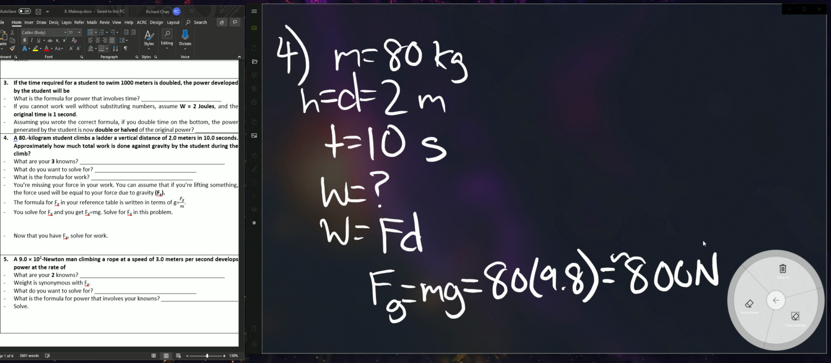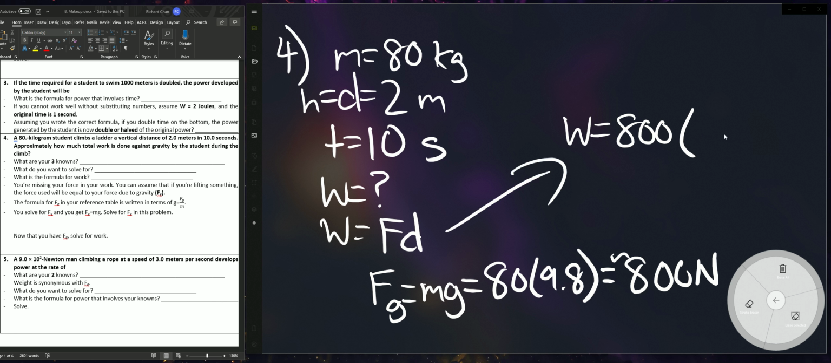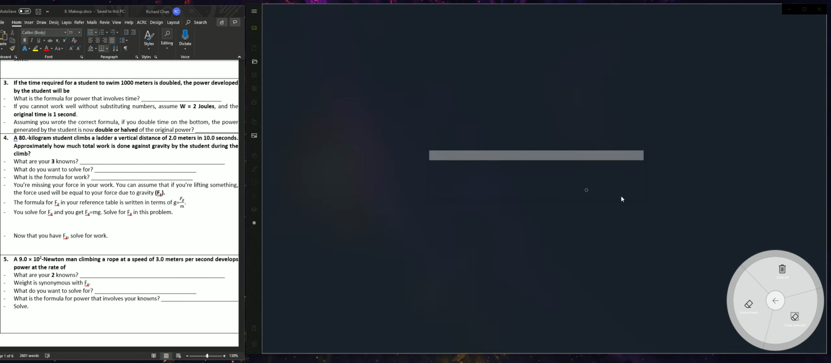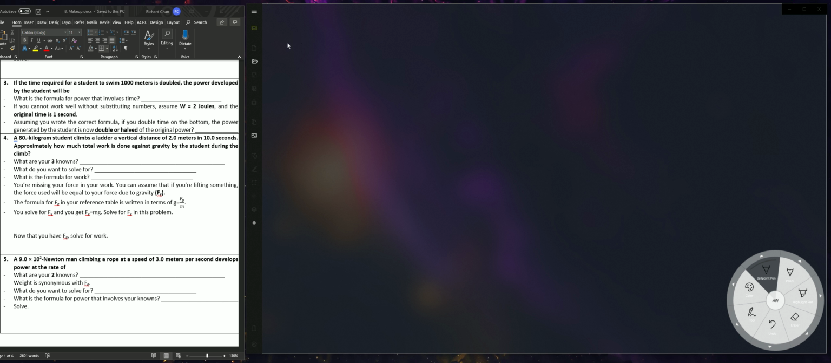All right, now that you have FG, what you want to do is solve for work. Now you have the FG, so W is 800. All I'm doing is substituting F into work. So again, if I were to show all my work right there, D is going to be 2, and I'm going to get 600 joules right there. And so that's my answer. Now number 5.